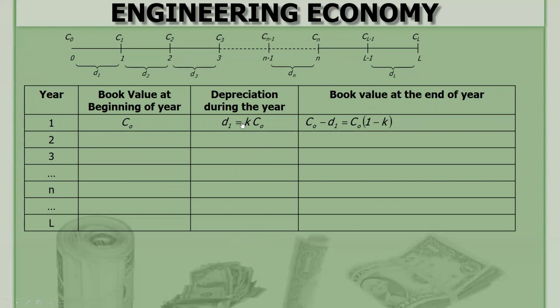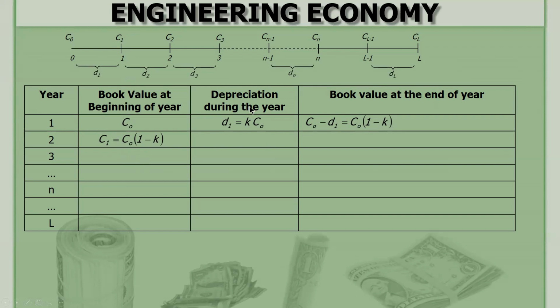But if you substitute K C sub 0 for D1, and then you factor out C sub 0, the result is this: C sub 0 times 1 minus K. Okay, so that is the book value at the end of year 1. So at the start of year 2, the book value at the beginning of year 2 will be this one, C sub 0 times 1 minus K, denoted by C1.